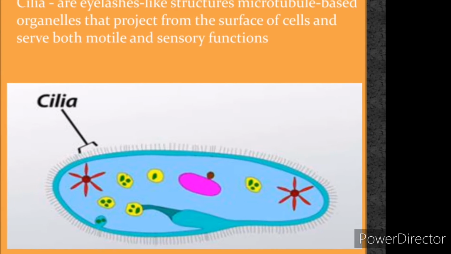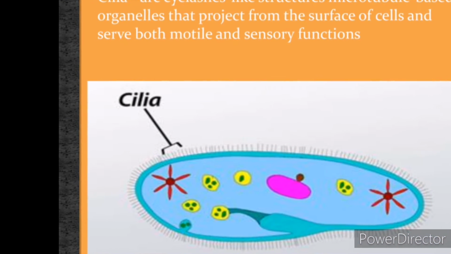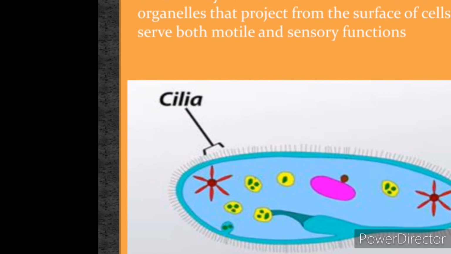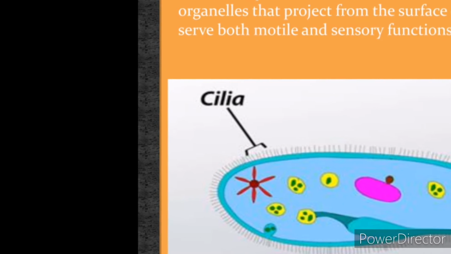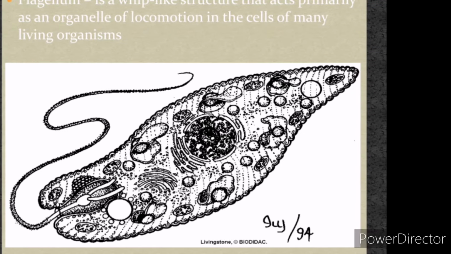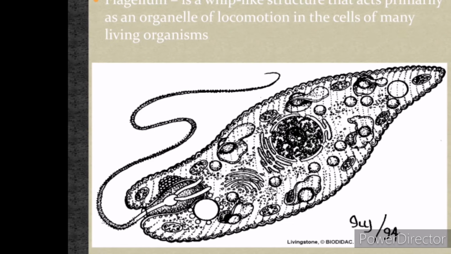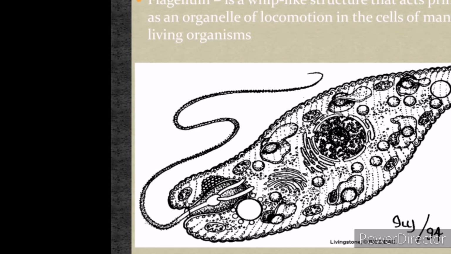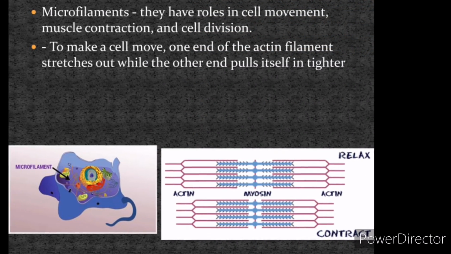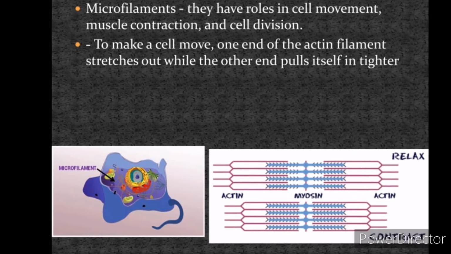Cilia are eyelash-like structures, microtubule-based organelles that project from the surface of cells and serve both motile and sensory functions. Flagellum is a whip-like structure that acts primarily as an organelle of locomotion in the cells of many living organisms. Microfilaments have roles in cell movement, muscle contraction, and cell division.